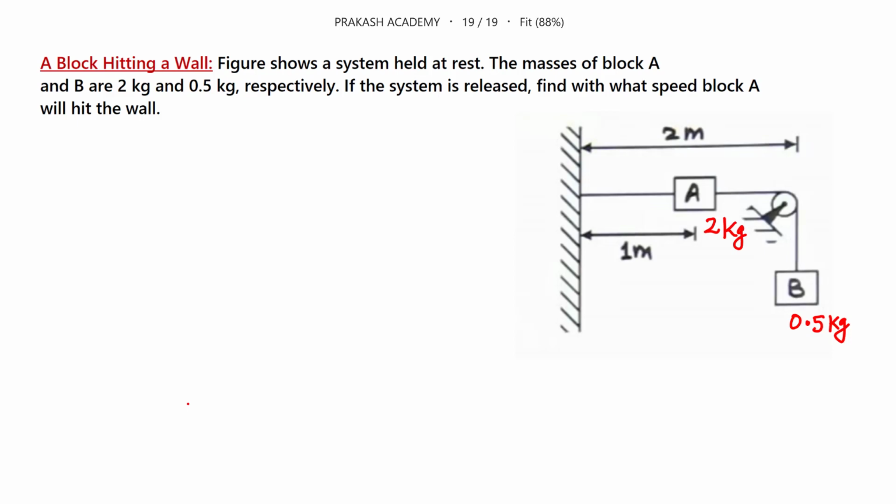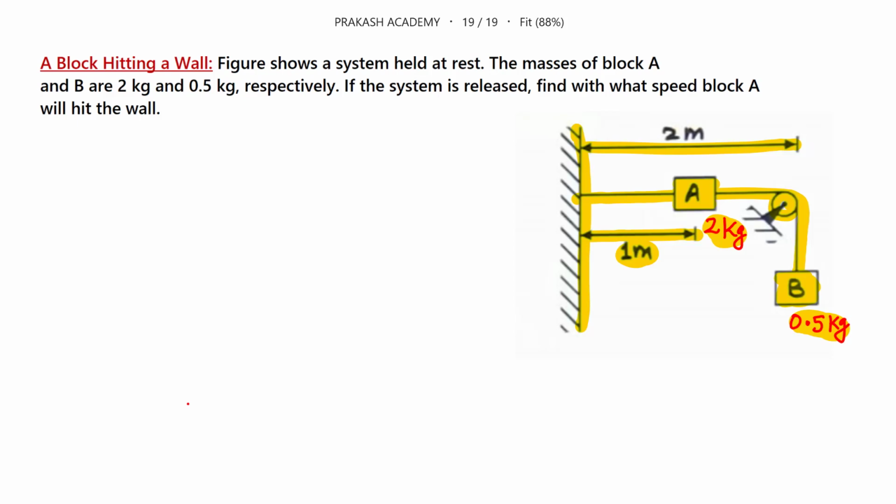Hello friends. So this problem is about a block hitting a wall. This figure shows two masses. This is mass A and the mass is given, this is 2 kg, and this is block B of mass 0.5 kg. These two blocks are connected through a string that passes over a pulley. The length from the pulley to this side of the wall is 2 meter, and block A is horizontally 1 meter away from this wall.